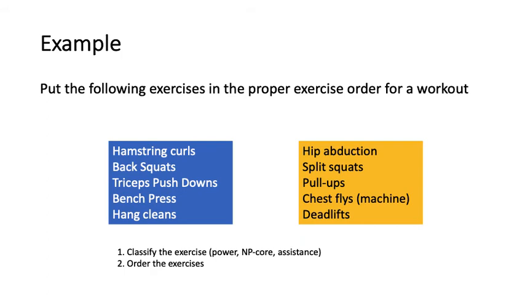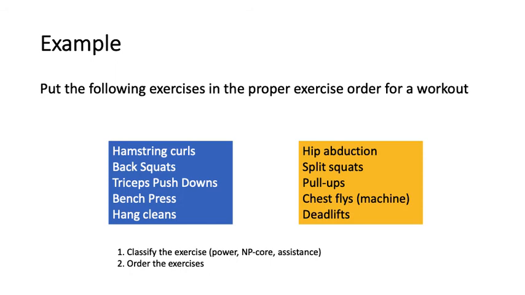Okay, so let's work on the blue box. What would be a core exercise is the back squat, the bench press, and that's it. Okay, then the hang clean would be the power-based exercise. The hamstring curl and the tricep push down are assistance exercises. So the proper order that you would place this in, you start with the power, so the hang clean, followed by a back squat and bench press, followed by a tricep push down and a hamstring curl. And that would be considered the proper exercise order.